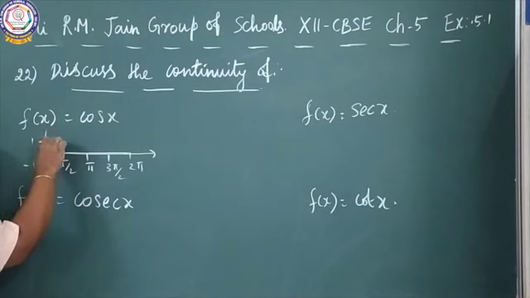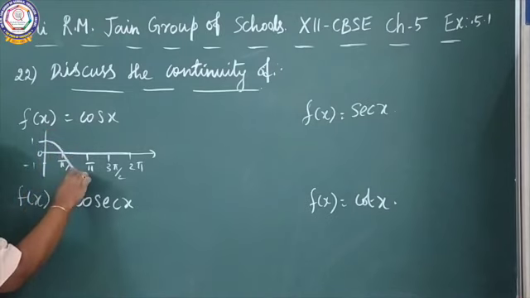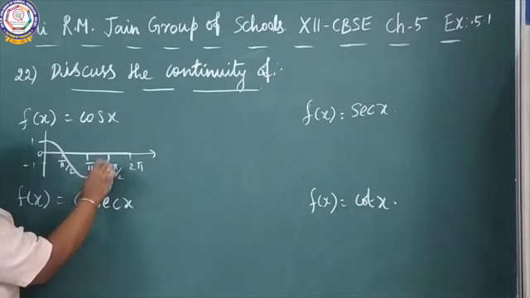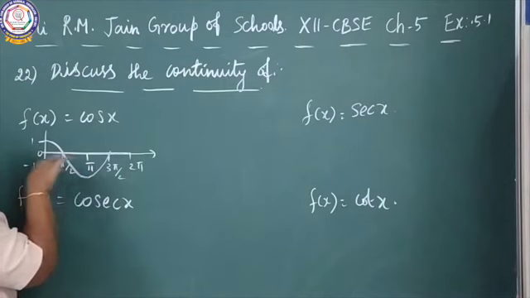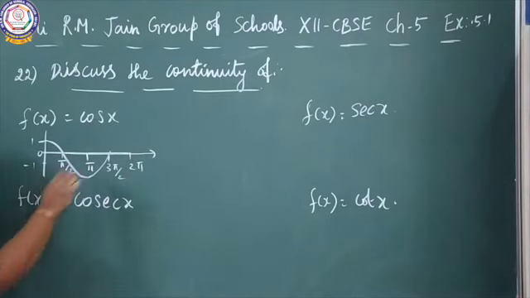Cos 0 is 1. Cos pi by 2 is 0. Cos pi is minus 1. Cos 3 pi by 2 is 0. Cos 2 pi is 1. So it is a continuous function. So f of x is a continuous function and x belongs to R.